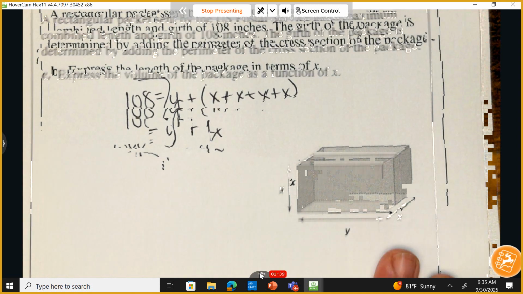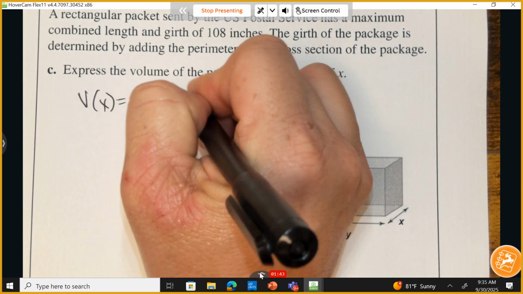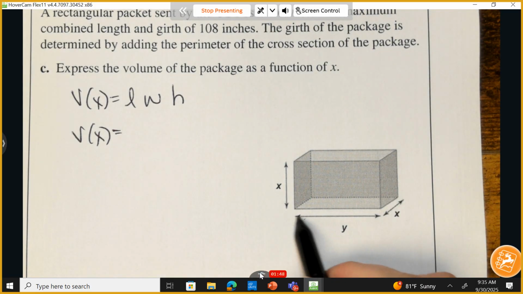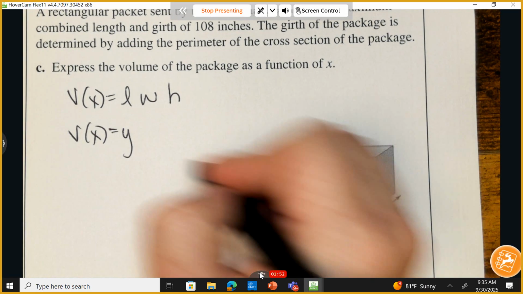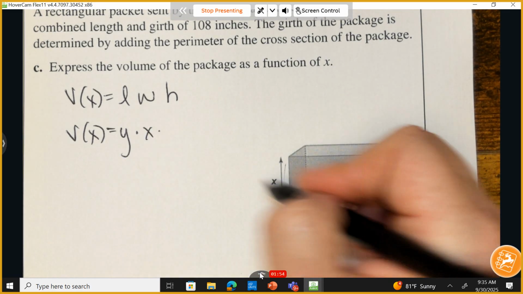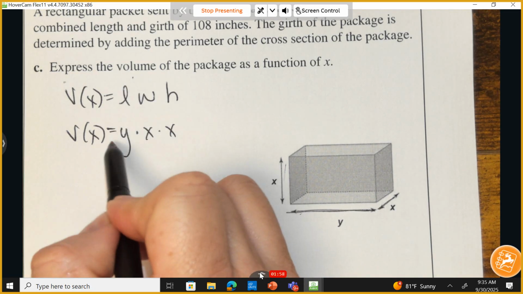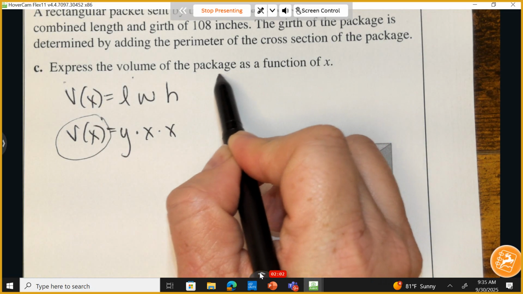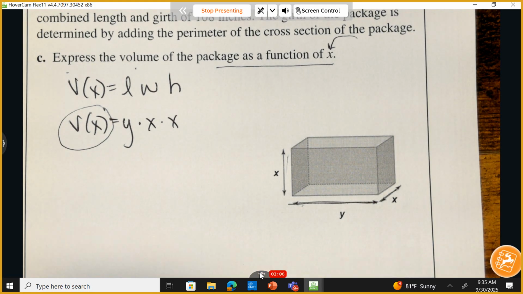So, how do we express the volume? The volume of this shape is length times width times height. Now, I'm going to replace those with what I know. We know that this length is represented by y. We know the width is represented by x, and we know the height is represented by x. When it says express the volume as a function, I need to see this on the left. That's required. On the right, I must only see the variable x being used. So that means I need to take out the y.